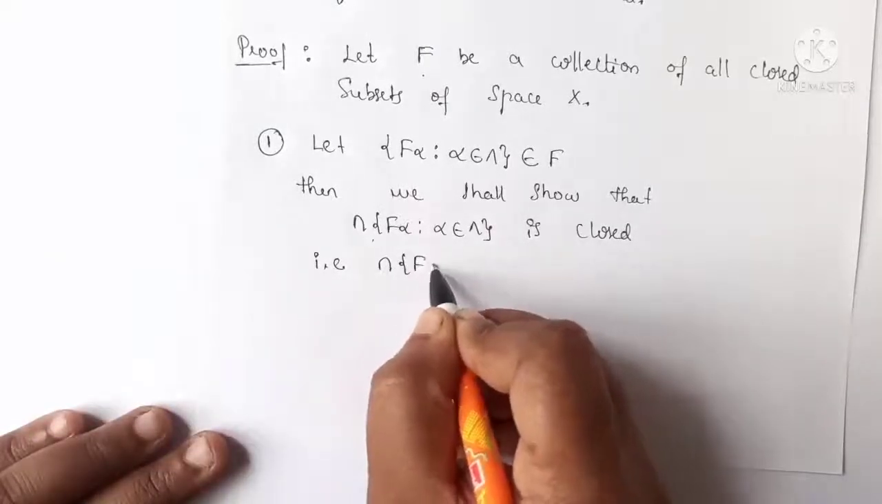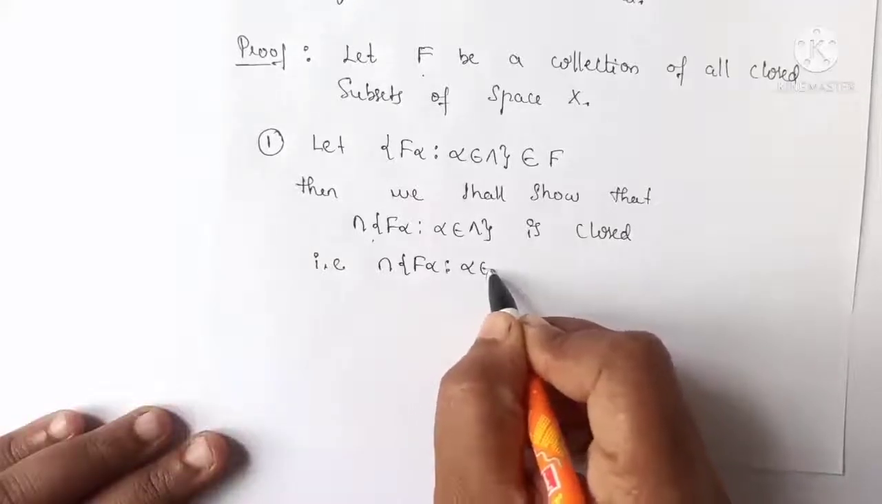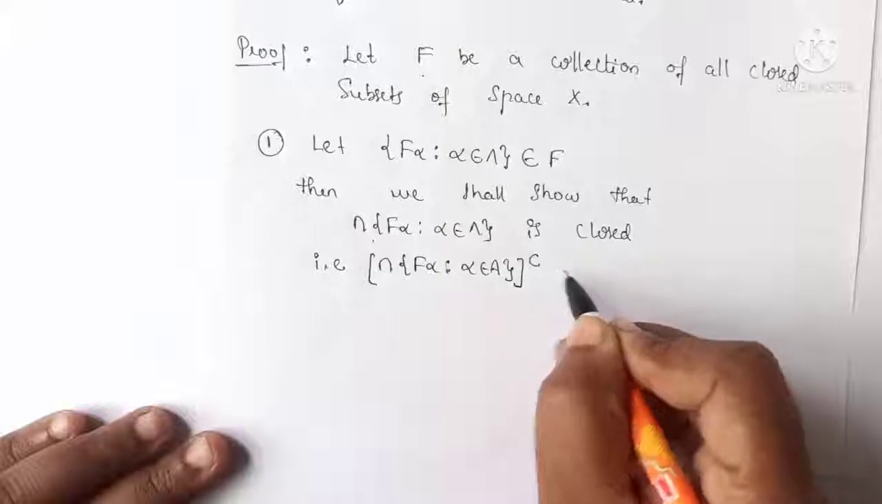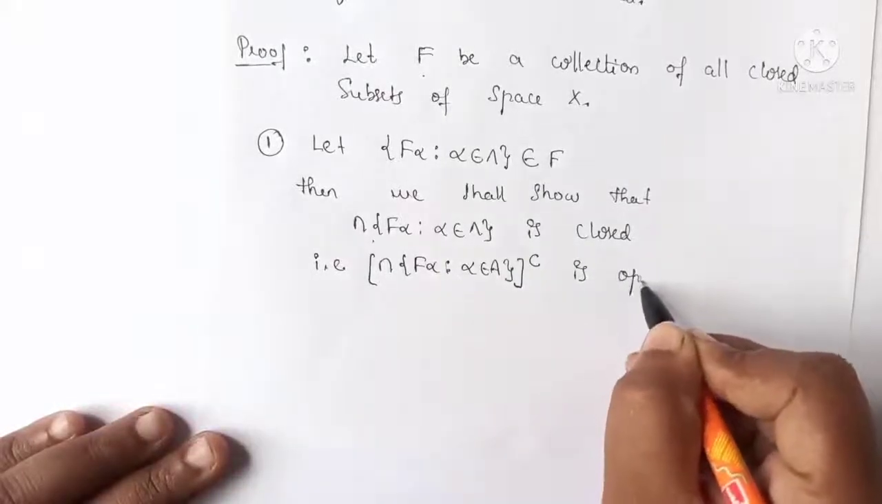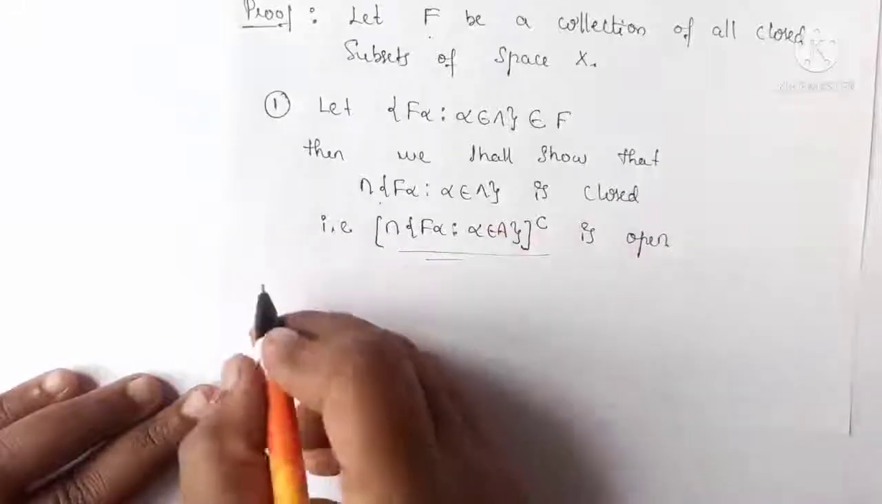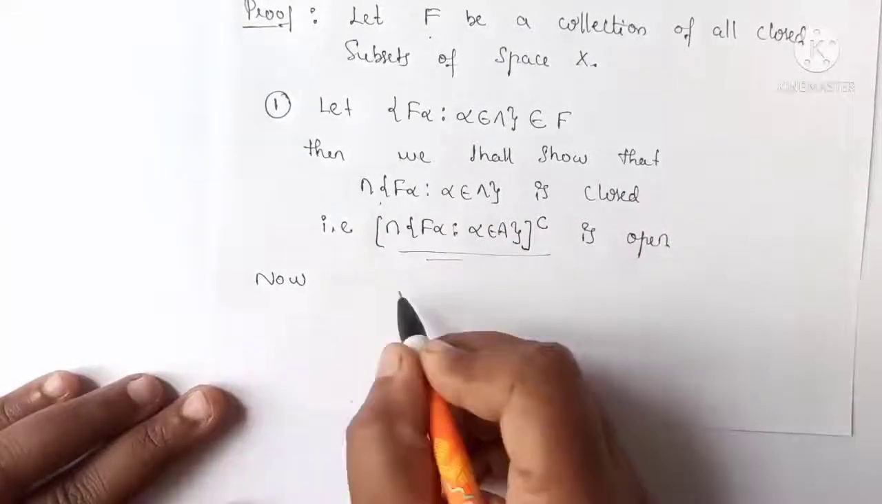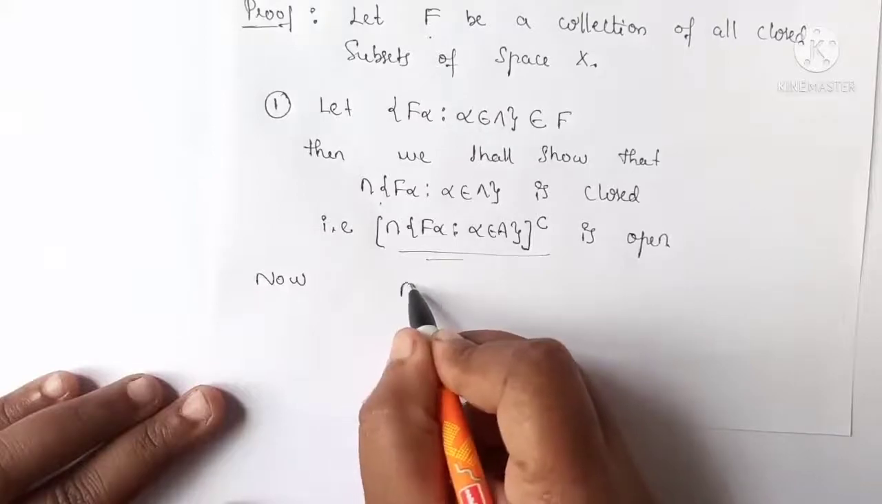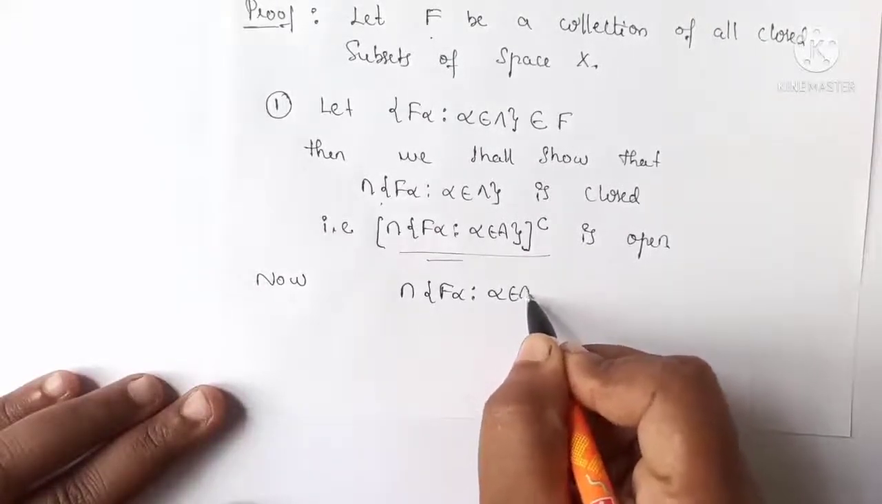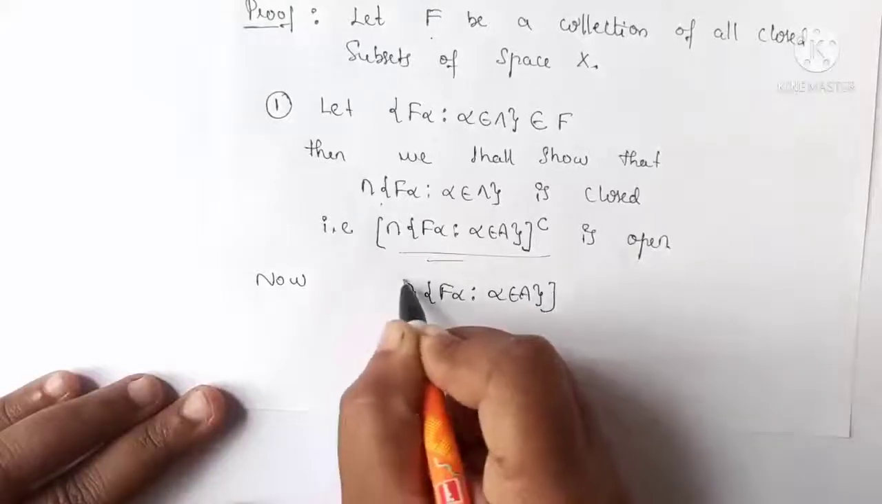the complement of the intersection of F alpha is open. Now we have to show this one. So for that, we now consider the intersection of F alpha, alpha belongs to A, and its complement.